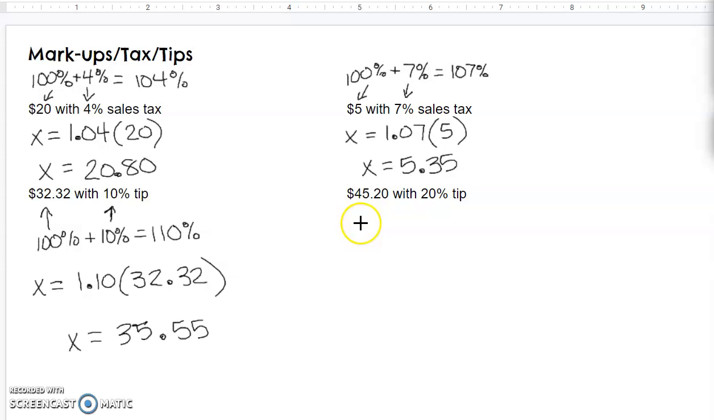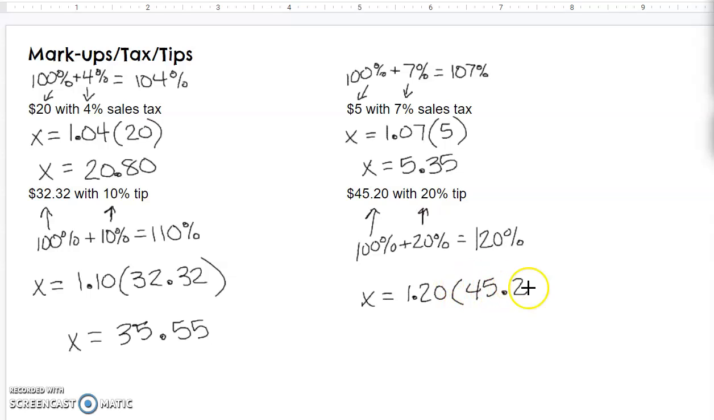Okay, let's say that I have a meal that is $45.20. Again, I'm paying for 100% of that, plus an additional 20% for the tip. So that means that I am paying 120% of $45.20. So 120% as a decimal would be 1.2 times 45.20. And that gives me a total of $54.24.